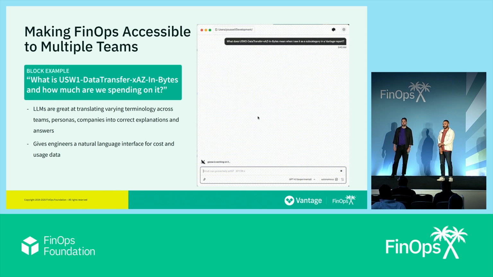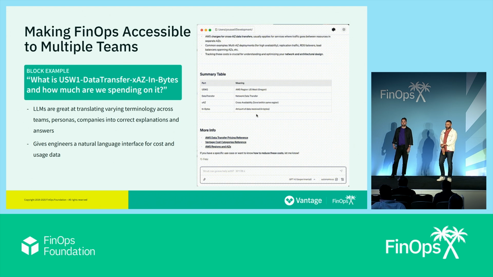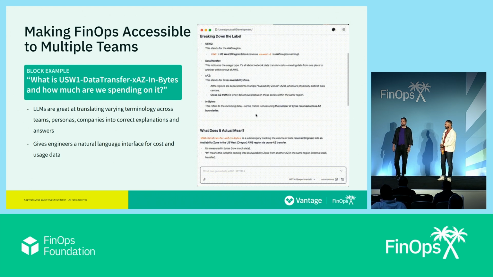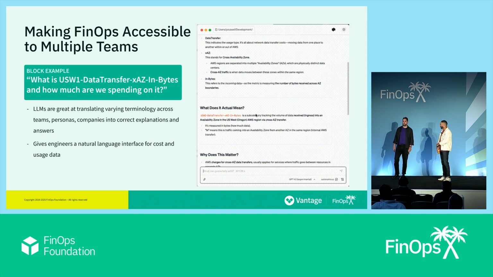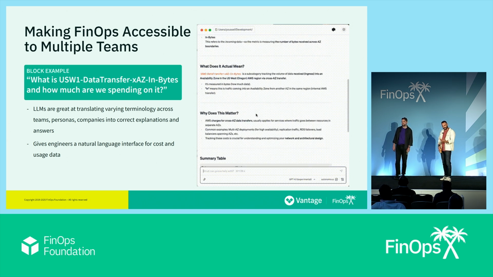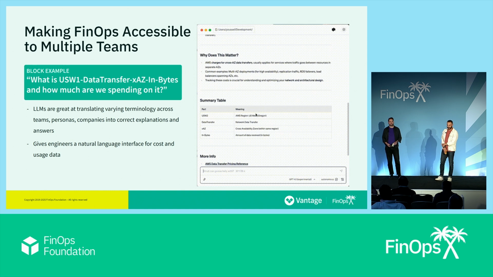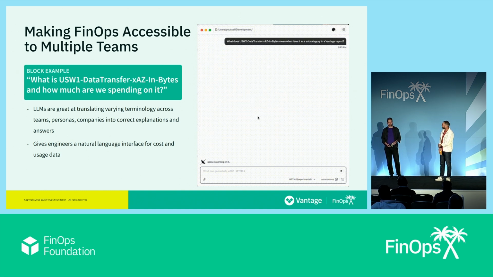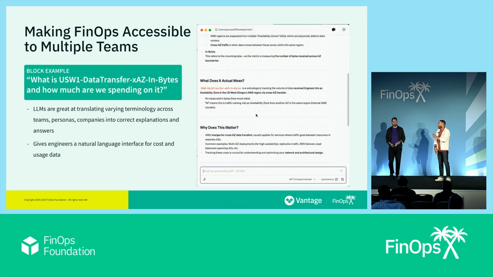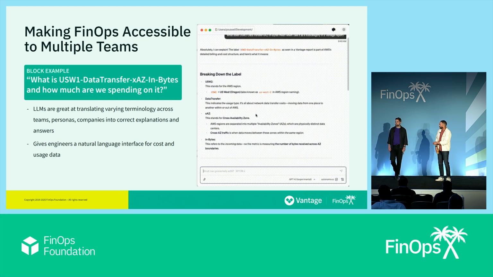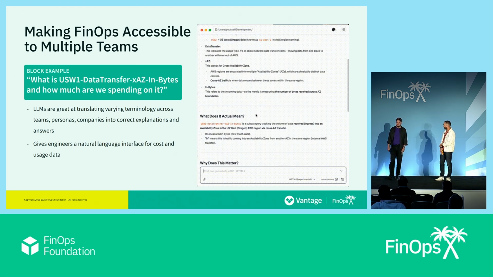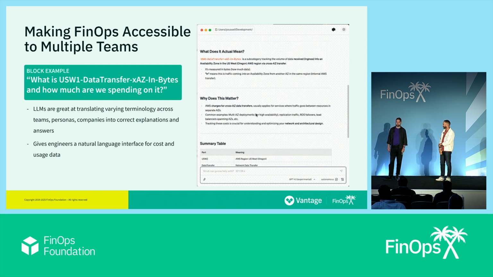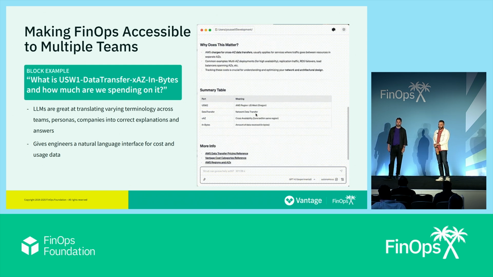So if I have a finance partner asking me what a very obscure data transfer AZ X in bytes term means, instead of me looking it up on cur.vantage.sh and explaining it to them, I can direct them to Goose, and you'll see in this GIF that it explains what the actual item description is, where you might see different examples of it, and how to think about either optimizing it or what it actually means. So it's very good to be able to explain core FinOps concepts to your non-FinOps personas.